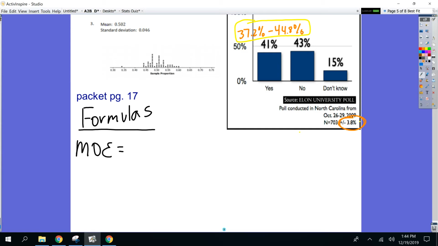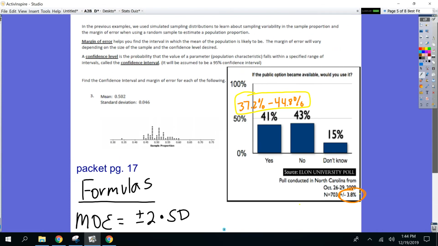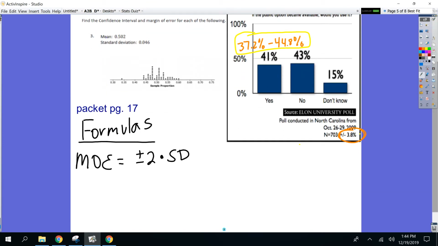Here's how you find that number. I'm going to take plus or minus 2 and multiply it by the standard deviation. Okay? So that's how they got this right here. Whatever the standard deviation was in their calculator, they multiplied it by plus and minus 2. Okay, so I want you to do it with me right here for number 3. Try it out here with me.